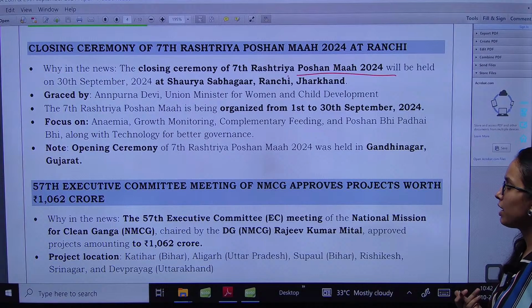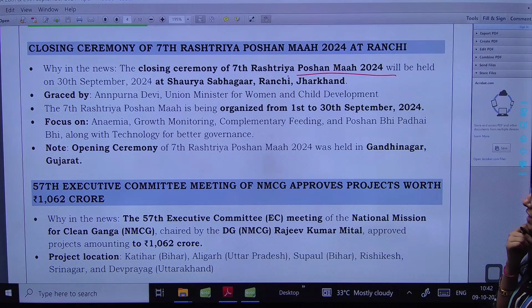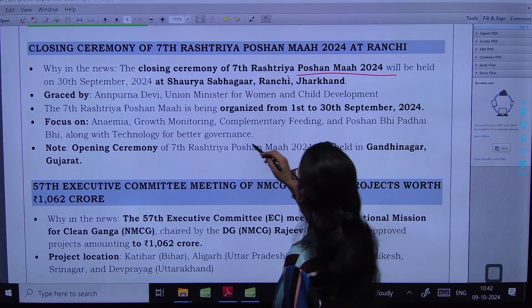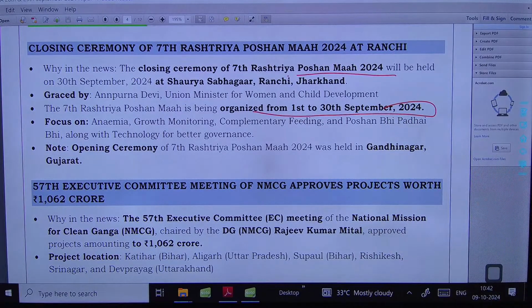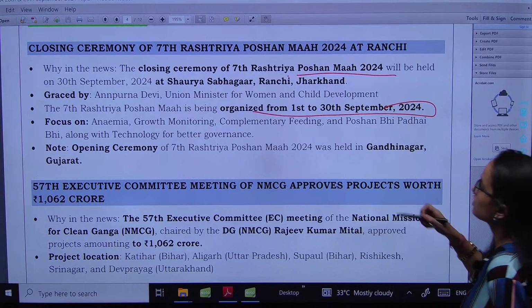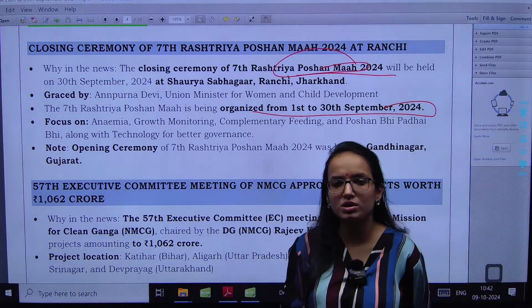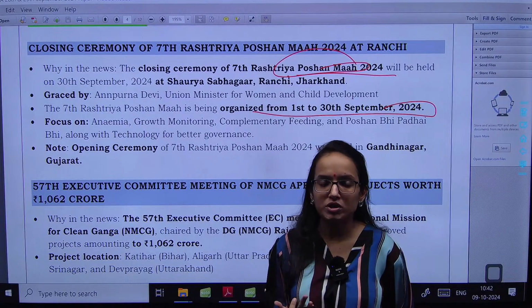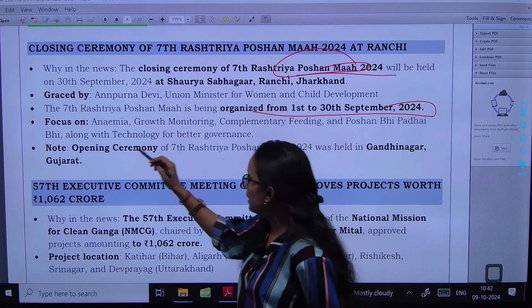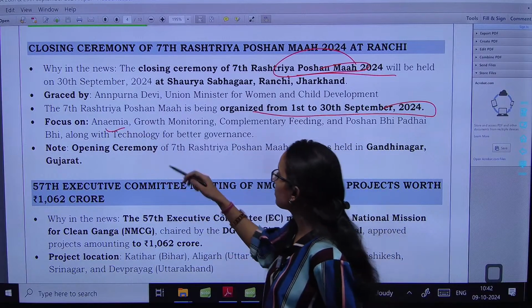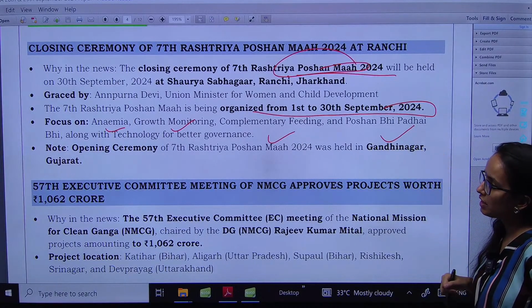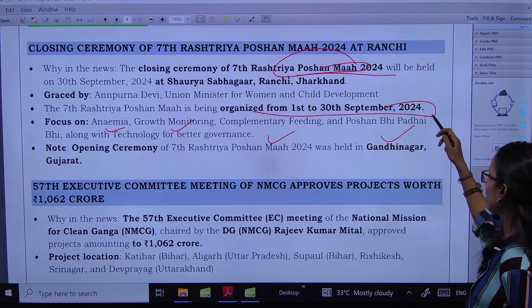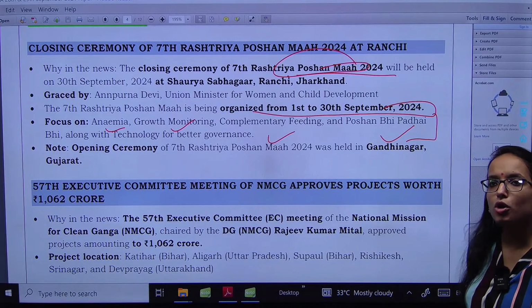Of course, it was graced by Annapurna Devi, the Union Minister for Women and Child Development. The 7th Rashtriya Poshan Mah was organized from 1st to 30th September. What was the focus? As the name suggests, Poshan Mah. What is Poshan? Poshan is basically nutrition. So this encompasses conditions like anemia, growth monitoring, complementary feeding, Poshan bhi, Padhai bhi, along with technology for better governance, so as to ensure proper nutrition.